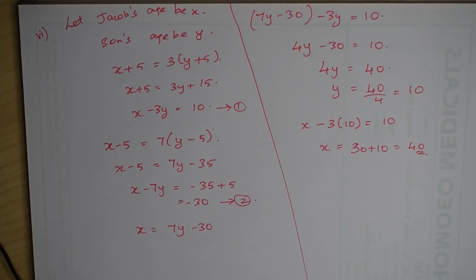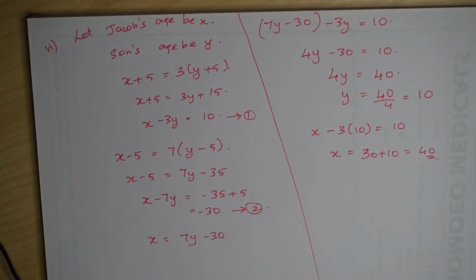Here the last statement sum for your exercise is usually an age sum, okay, an age problem. Please be careful about it. People tend to make mistakes with this. 5 years hence. Hence means after 5 years, okay. So after 5 years, Jacob will be 3 times his son.